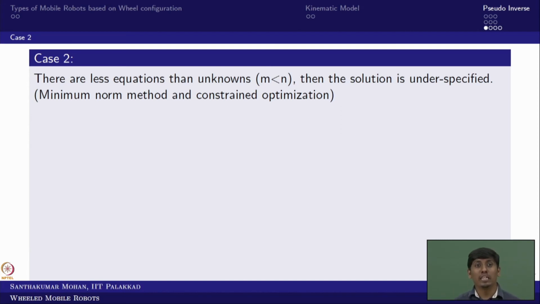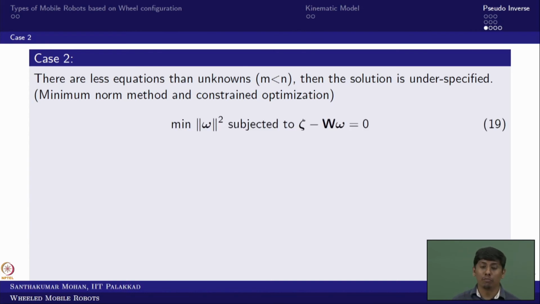So obviously, there are several solutions which will give zeta minus W omega equal to 0. Then what we wanted is the solution which will give the minimum length. That is why we bring in the minimum norm method. So then, you have to take the length, and that length has to fulfil one constraint. Earlier we did a simple optimization, but here we are doing a constrained optimization. What does that mean?